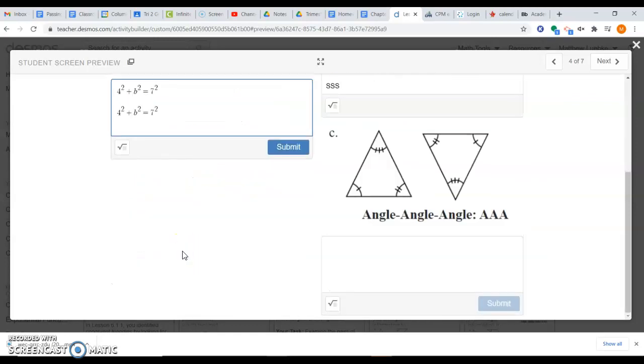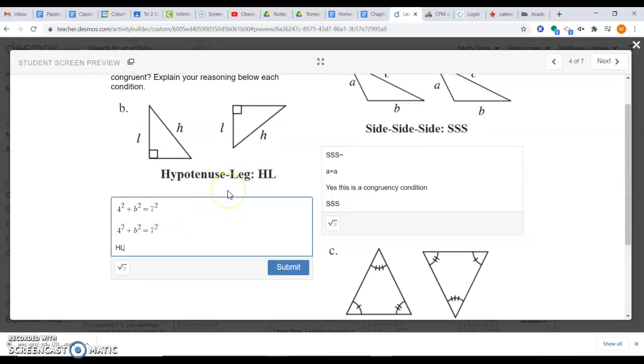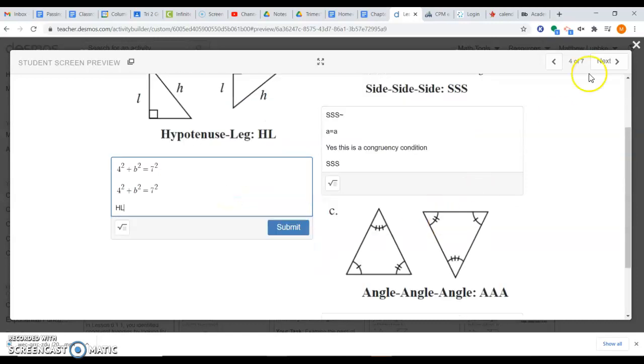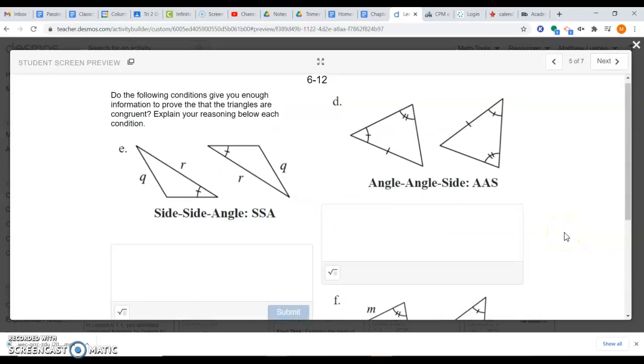Okay, so this one would be yes, and I'm going to have you find two others now. Because we have side, side, side as a yes, we have hypotenuse leg as a yes, and we have side angle side as a yes, and you need to find from C, D, E, and F which other ones are yes. Okay, again, there's a total of 5.